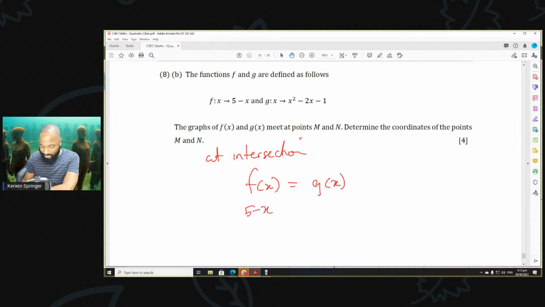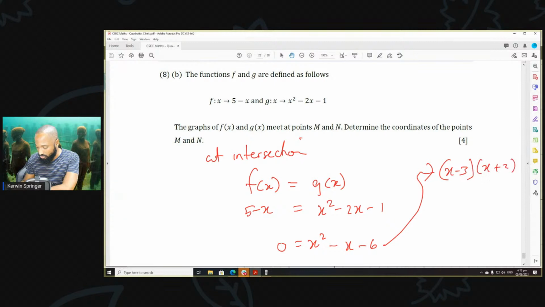5 minus x is equal to x squared minus 2x minus 1. 0 is equal to x squared minus x. When you bring across this 5, what's going to happen? Minus 6. So just verify that I do the right thing there. And when you factorize that, you should see that you get (x minus 3) and (x plus 2). So either x is equal, what you want, the coordinates.